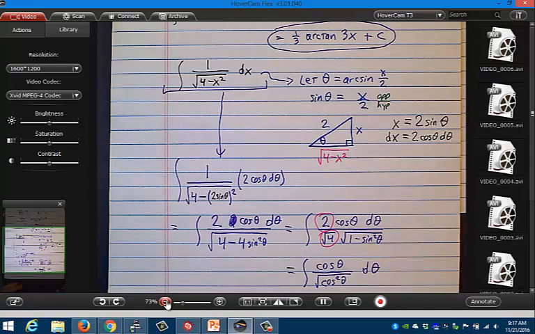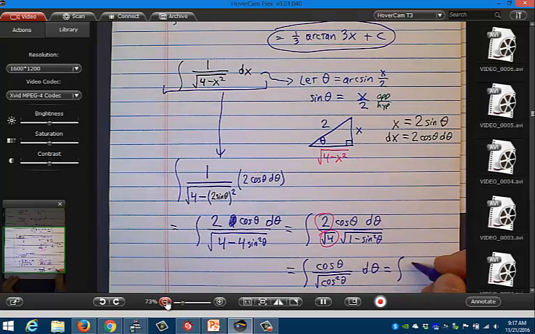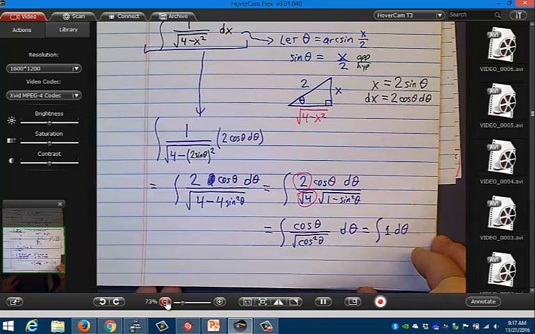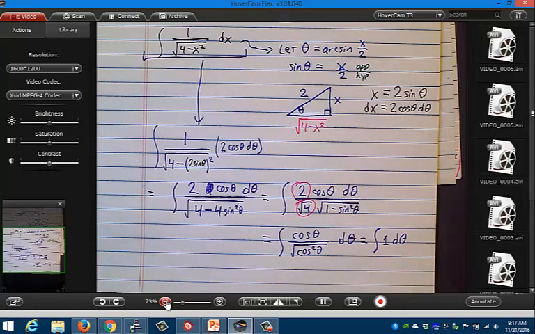So what happens? That's beautiful. It all cancels, right? Because cosine is the same as the square root of cosine squared if things are positive anyways. And so what you end up integrating is just 1 d theta. Okay. So I integrate 1. What do I get?